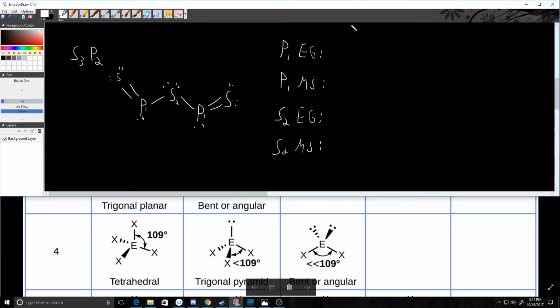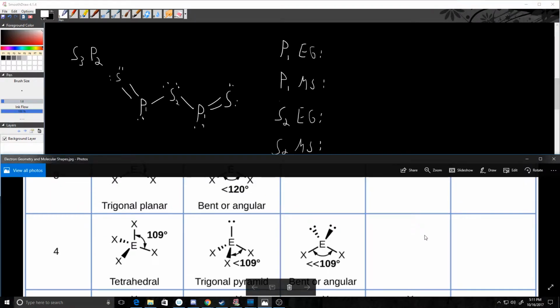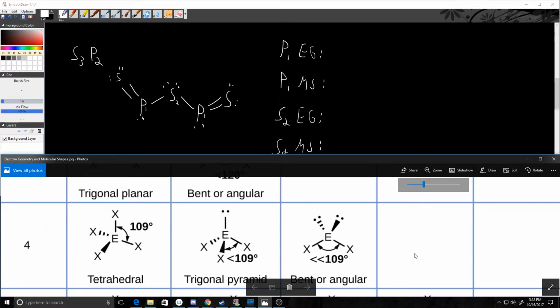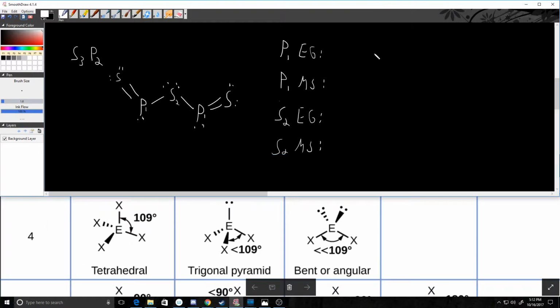All right, so looking at the sulfur, the electron geometry is this one right here. It's tetrahedral. What we're going to find is that so long as it's observing the octet rule, the electron geometry a lot of the times will be tetrahedral. Not always, but a lot of times. The molecular shape: we said we had 2 lone pairs here, so that's 0 lone pairs, 1 lone pair, 2 lone pairs. That's bent.